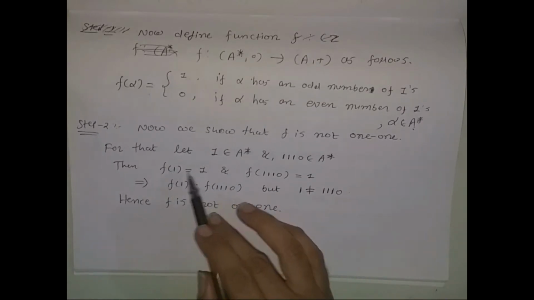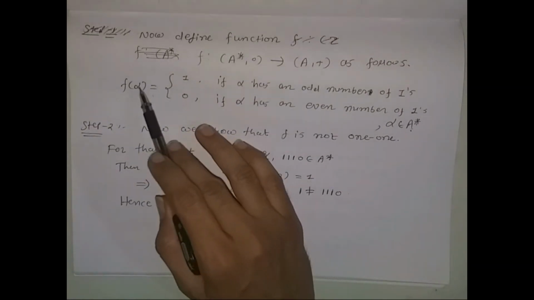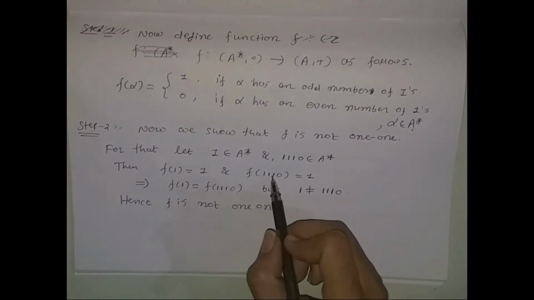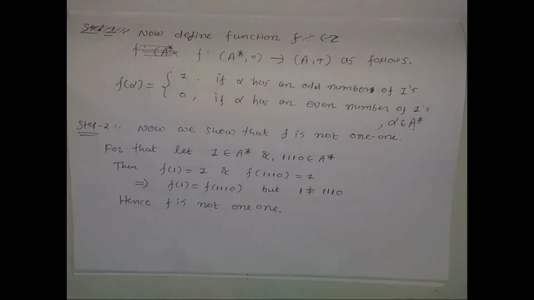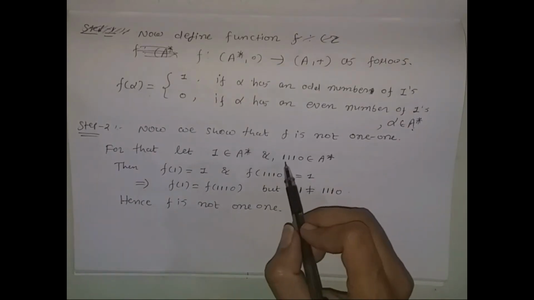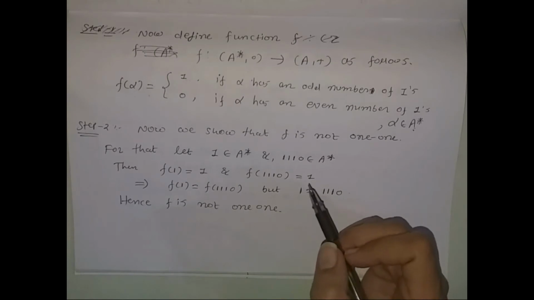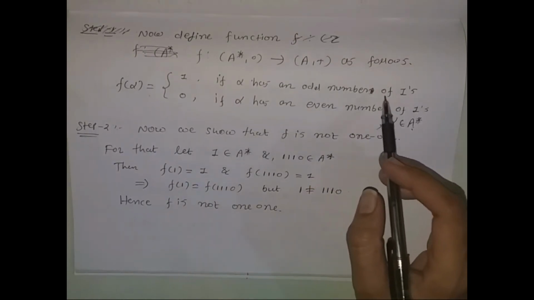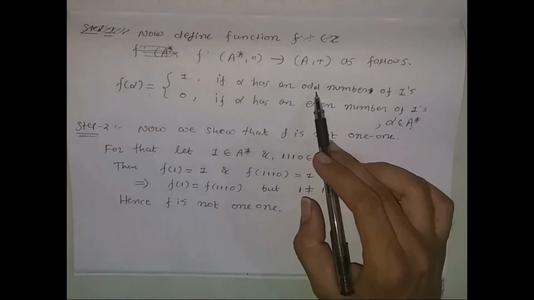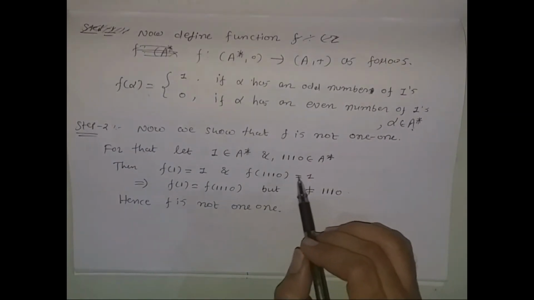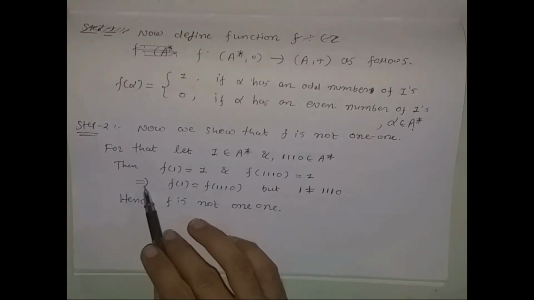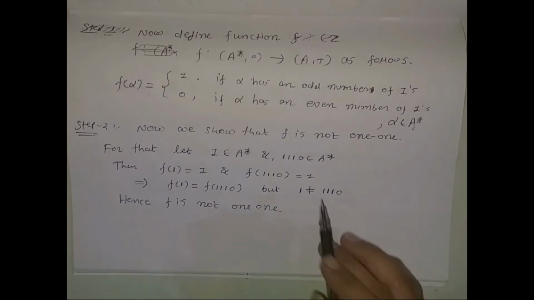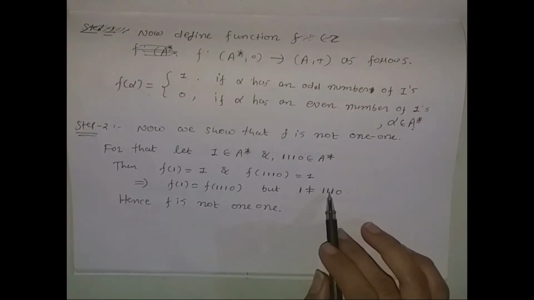Okay, so f of 1 is equal to 1 by our definition of the function, and f of 1110 is equal to 1 because there are three ones: 1, 2 and 3. So 3 is an odd number, so the number of ones in the finite sequence is odd, so f of 1110 is equal to 1. So we get f of 1 is equal to f of 1110, but 1 does not equal 1110.